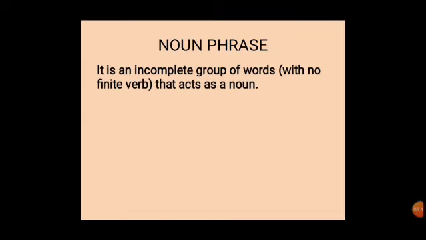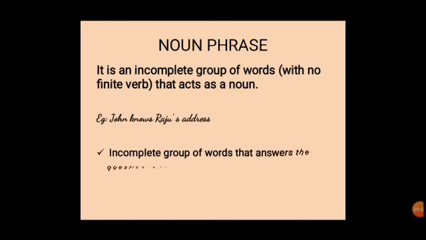It is an incomplete group of words with no finite verb that acts as a noun. John knows Raju's address. Here, John is a subject and knows is the verb. Raju's address is a noun phrase because it acts as a noun. If we take that Raju's address, the question would be John knows what. That is why we call it a noun. But at the same time, it is also a phrase, so it is called a noun phrase. It is a phrase that acts as a noun, an incomplete group of words that answers the question what.